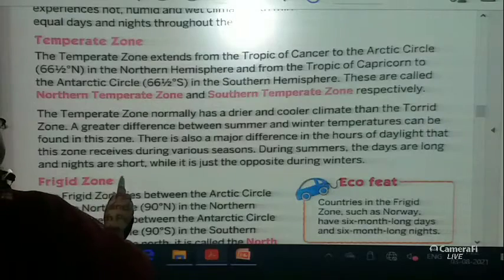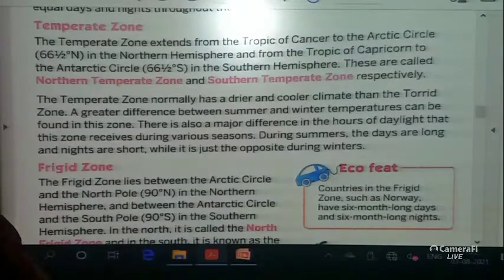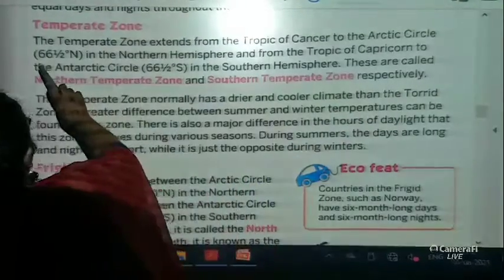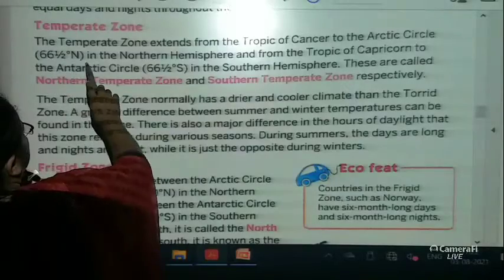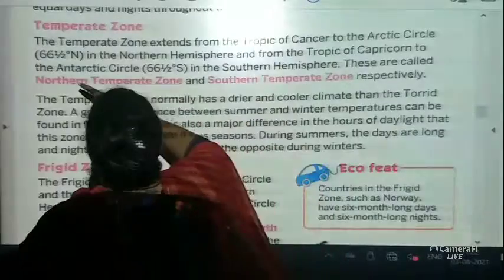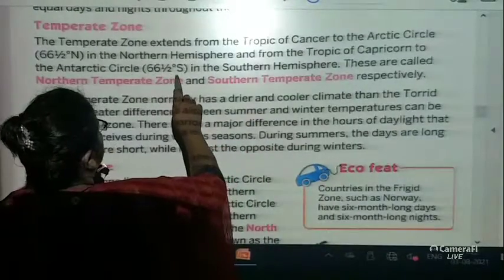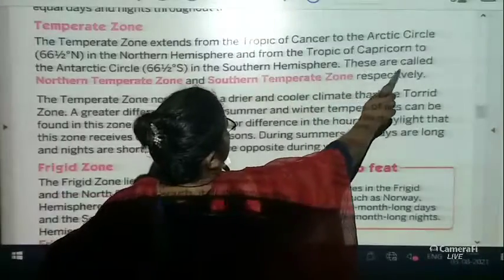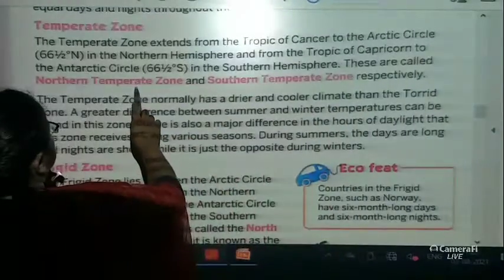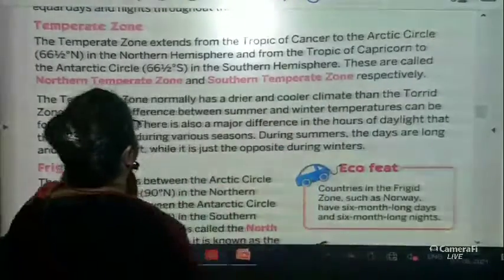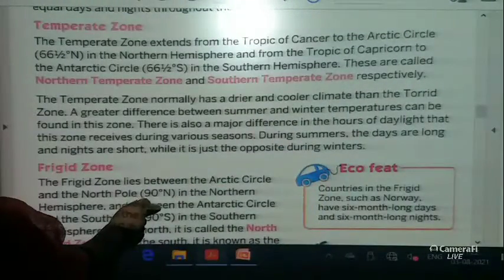Now comes the temperate zone. The temperate zone extends from the Tropic of Cancer to the Arctic Circle, 66.5 degree north in the northern hemisphere, and from the Tropic of Cancer to the Antarctic Circle, 66.5 degrees south in the southern hemisphere. These are called the northern temperate zone and the southern temperate zone respectively.